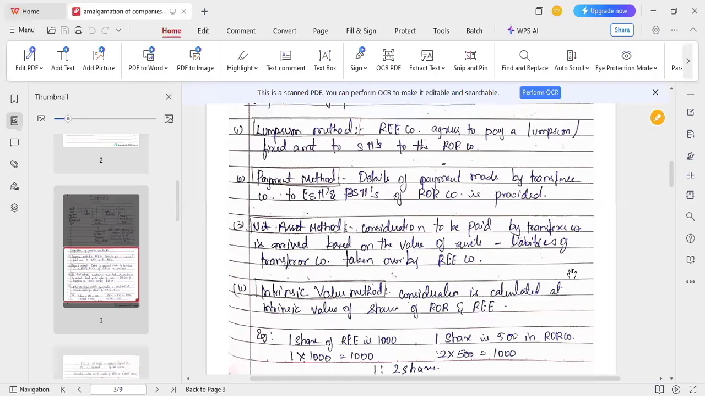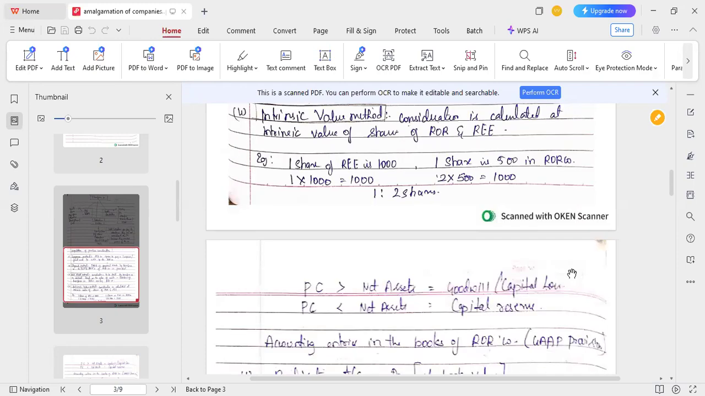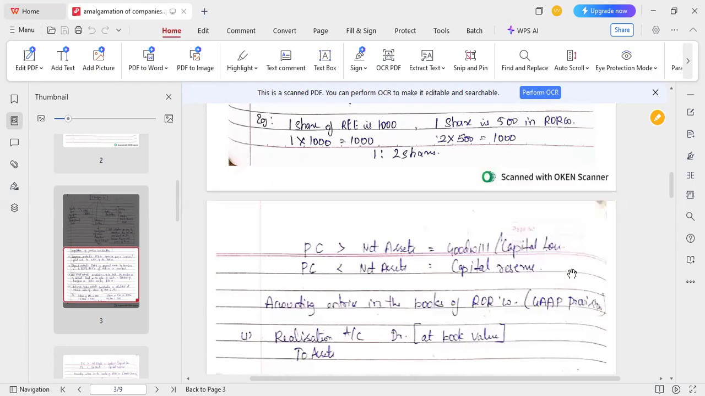Okay, now let us see the intrinsic value method, the last method. Let me just read through it. Consideration is calculated at the intrinsic value of shares of the transferor and transferee companies. It's just the balance sheet method, where the assets and liabilities will be valued at their fair market value. It's just simple. Okay, we finished this.